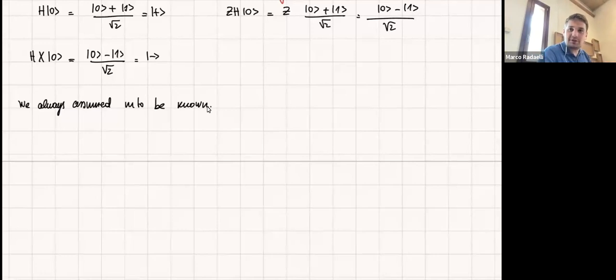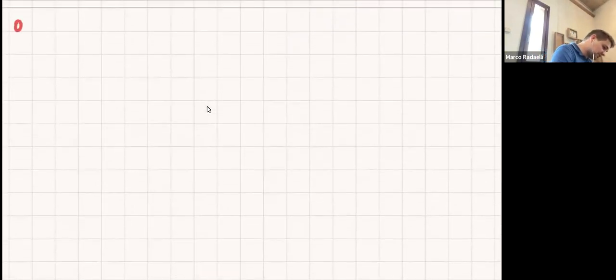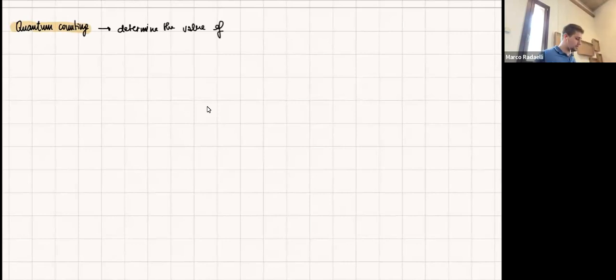Okay, so let's now deal with the problem of the so-called quantum counting. The problem is to determine the value of M, that is the number of solutions. Now, how do we do this?